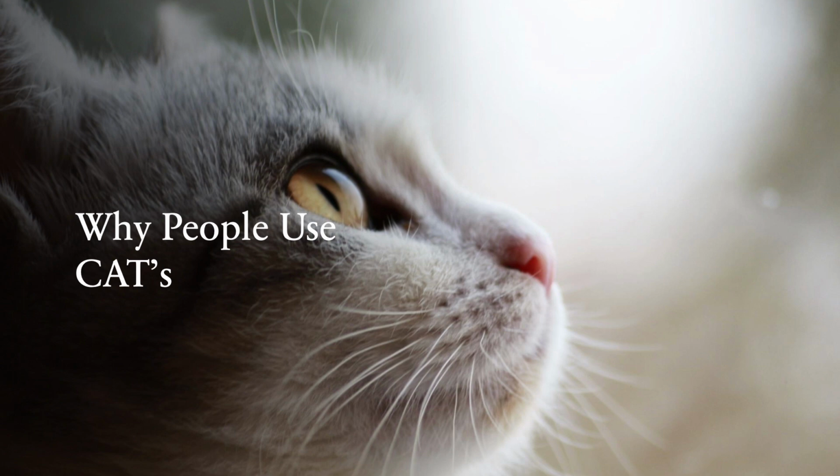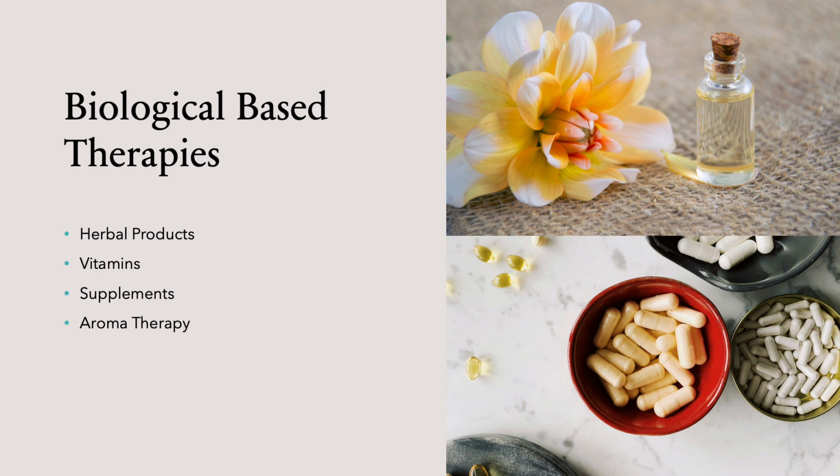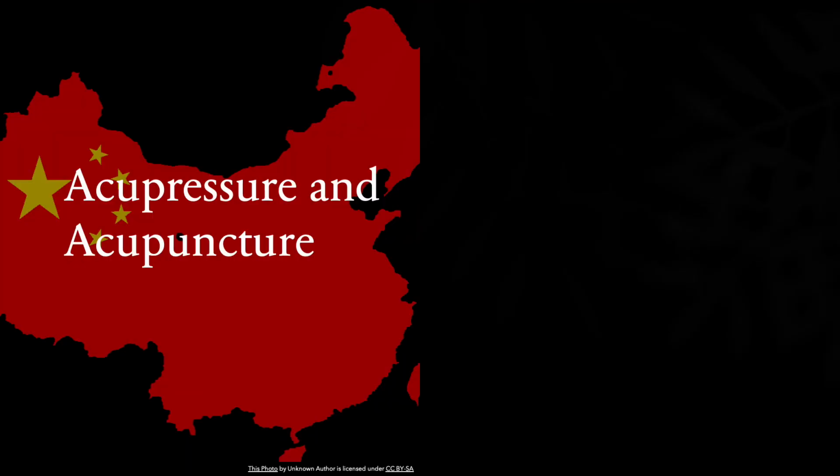Why people use CATs: there's a desire for more control over decision making, decreased insurance coverage, preference for natural rather than synthetic medications, increased costs of prescriptions, and failure of conventional medications. Mind-body interventions are guided imagery, meditation, yoga, and biofeedback. Biologically based therapies are herbal products, vitamins, supplements, and aromatherapy. Manipulative and body-based therapies are acupressure, acupuncture, massage, and reflexology.